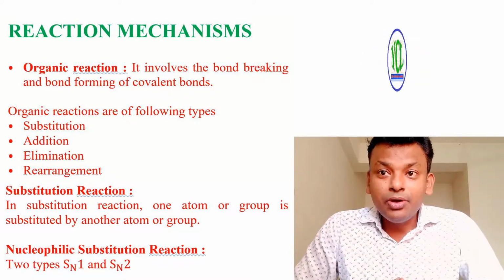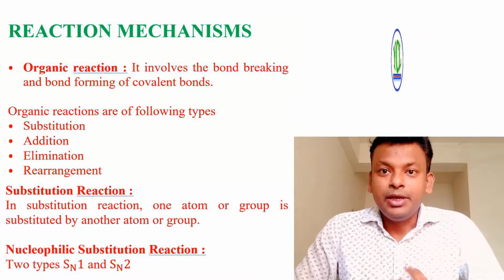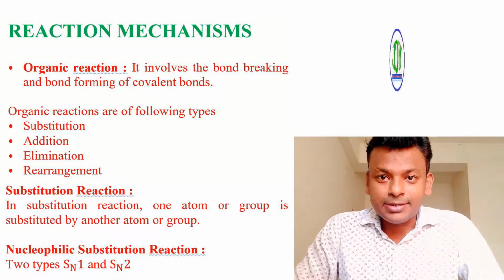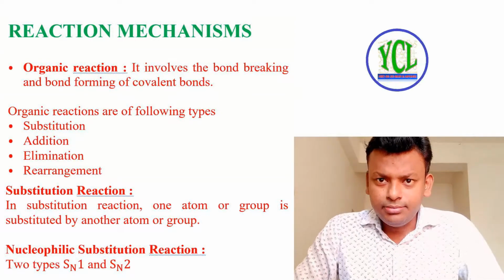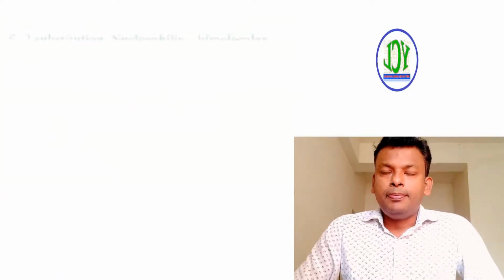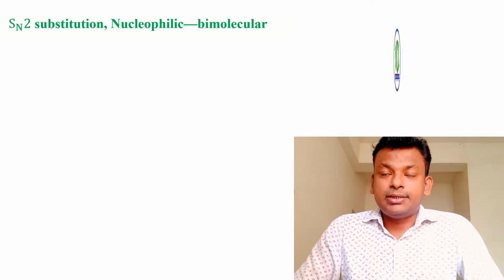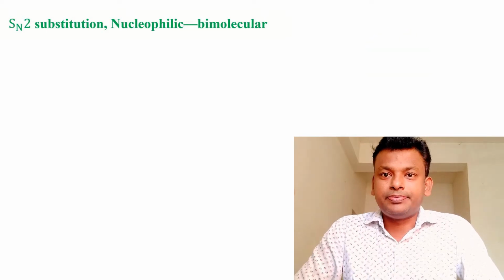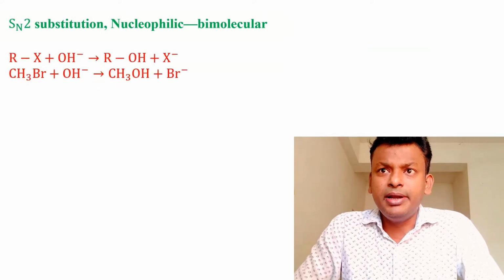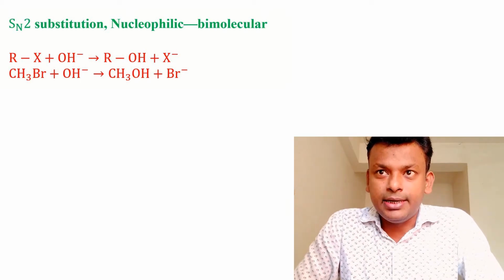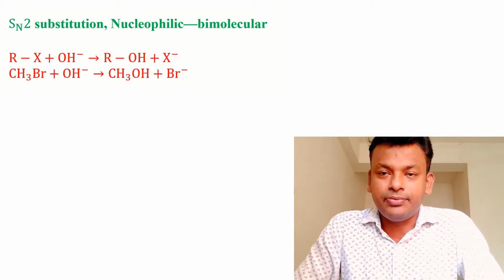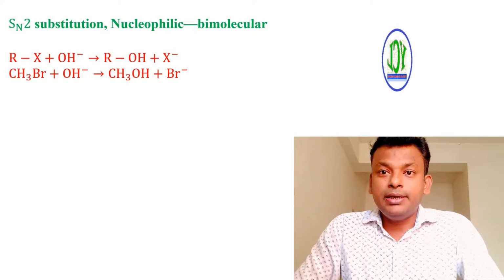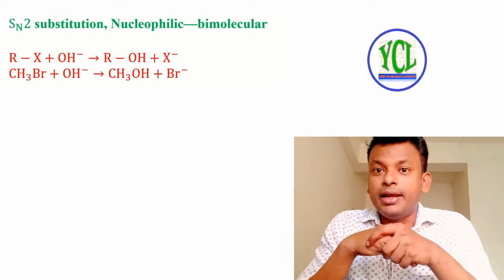First, nucleophilic substitution reaction. Nucleophilic substitution reactions are of two types, one SN1 reaction and one SN2 reaction. First, SN2 reaction. SN2: substitution nucleophilic bimolecular reaction. Given reaction, RX plus OH negative gives ROH plus X negative, for example CH3Br plus OH negative gives CH3OH and Br negative.